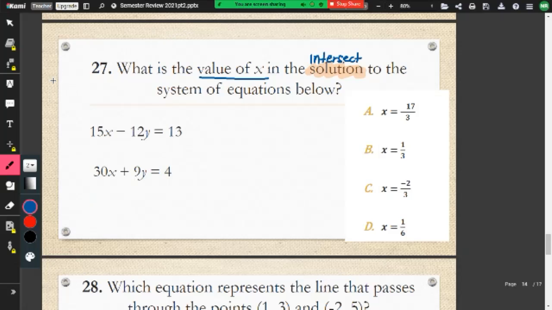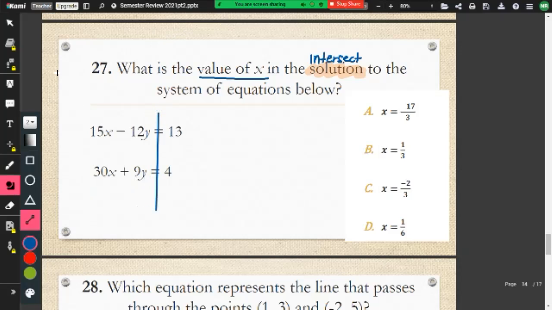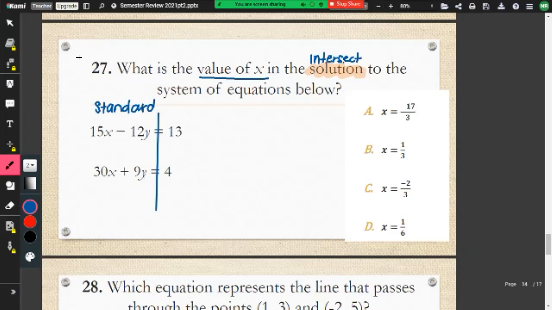Now both of these equations, if you look at it, both X and Y are on the same side. Both X and Y are on the left side. So that means that these are written in what form? Standard form. And if they're in standard form, what can you use to find the answer? Matrix. All right, so let's go ahead and put that into matrix.